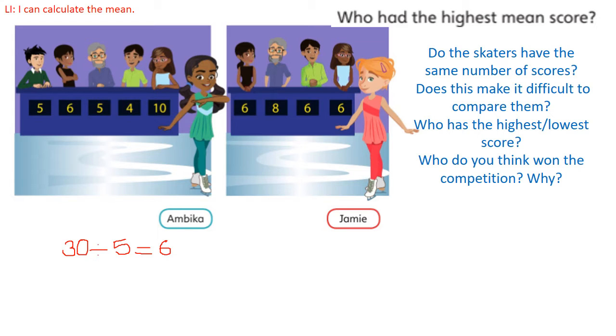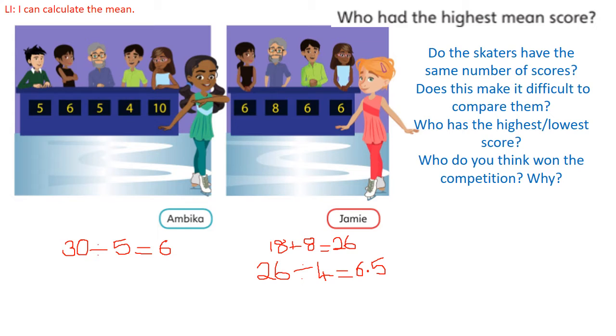So what about Jamie? Let's have a look at her scores. Well, 6 plus 6 is 12, plus another 6 is 18. So I've got 18 and I've got an 8. Didn't she do well? So 18 plus 8 is going to give me 26. So the dividend is 26. The divisor is 4 because there are 4 judges. So the mean is 26 divided by 4, which is 6.5.